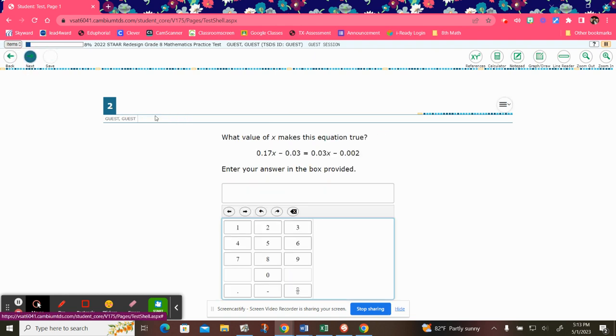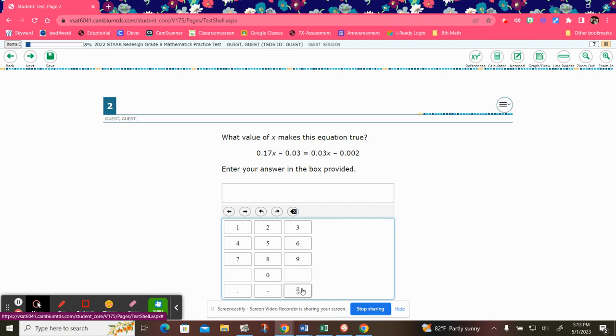So I'm going to go ahead and move on to question number 2. What value of x makes this equation true? Enter your answer in the box provided. Now, I do understand that it's saying what value of x, and sometimes you might want to type x equals in there. But if you look at this keypad to type your answer in, there is no x there, so we don't want that. We just want to type the number in, okay?